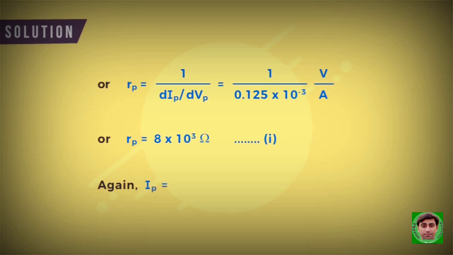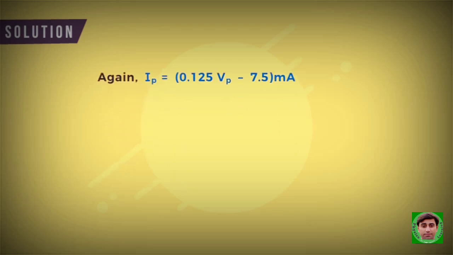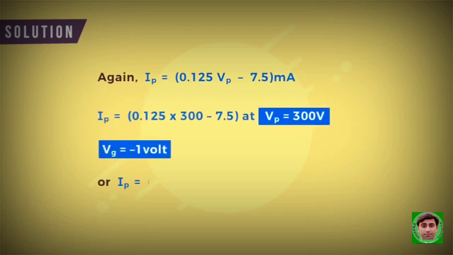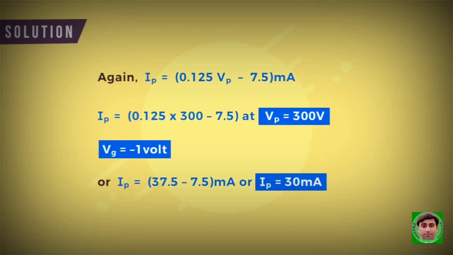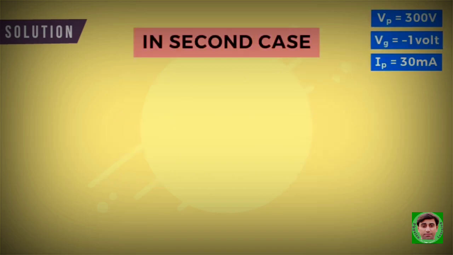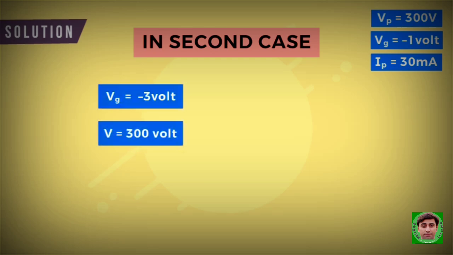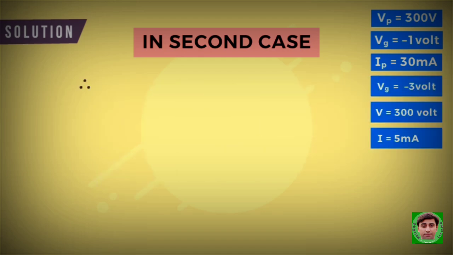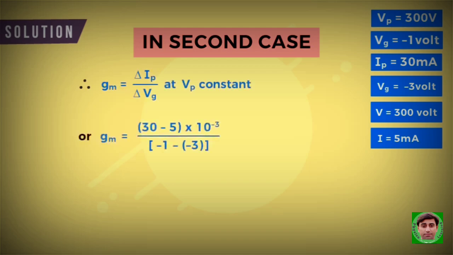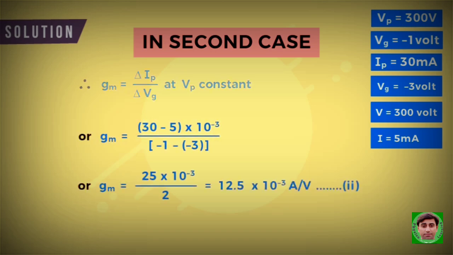Again, Ip is equal to 0.125 Vp minus 7.5 milliampere. At plate voltage of 300 volts, Ip is equal to 30 milliampere. In the second case, grid voltage is given to be -3 volt, plate voltage is given as 300 volt, and plate current is equal to 5 milliampere. Therefore, the transconductance at constant plate voltage is equal to delta Ip divided by delta Vg. Calculating Gm by putting values, we get Gm equal to 12.5 into 10 to the power -3.